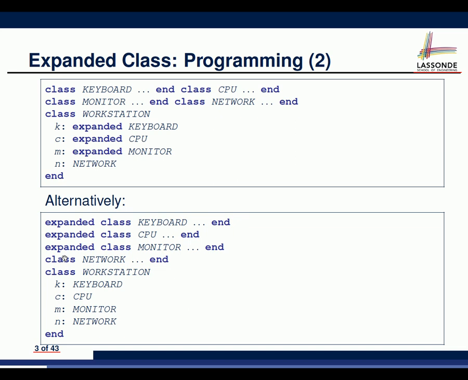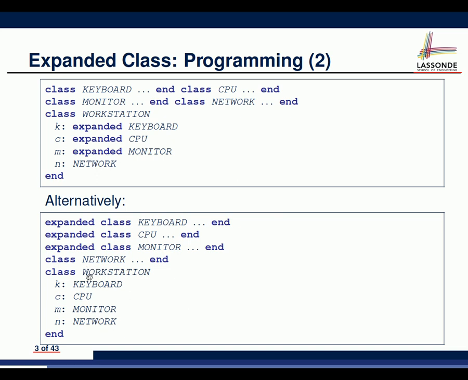Oh, you can see that over here. Look at this. If you look at the network class over here, it's just a regular class. And then inside the workstation class, we have an attribute n of type network. So that means n is going to maintain a reference to network objects.